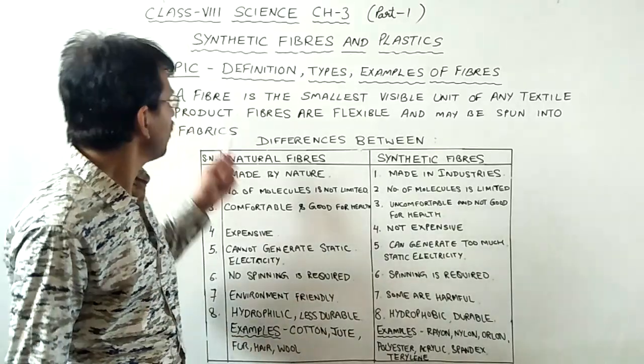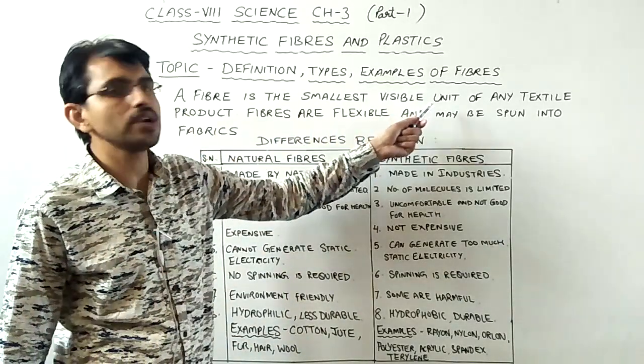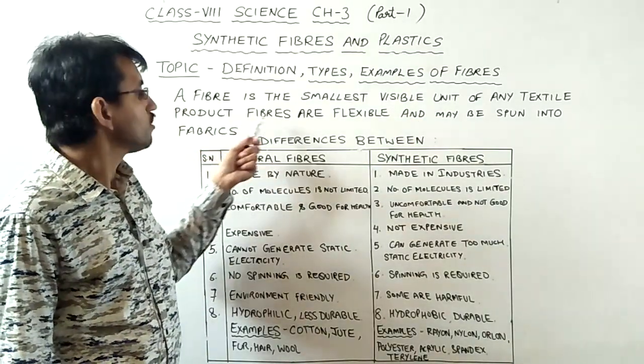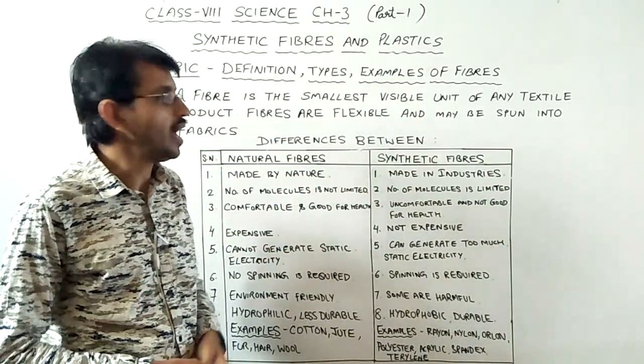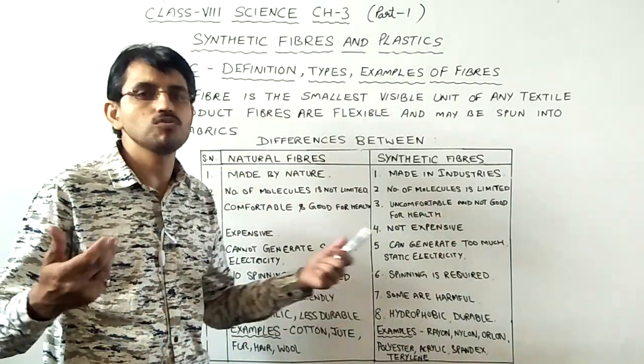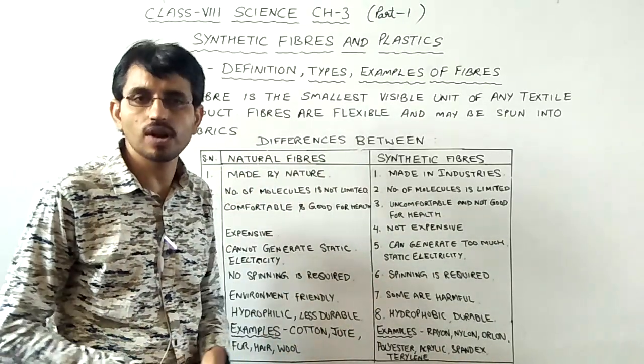So what is a fiber? A fiber is the smallest visible unit which can be seen by us of any textile product. Fibers are flexible and may be spun into fabrics. Fabrics means whatever we wear, shirts, pants, these all are fabrics.